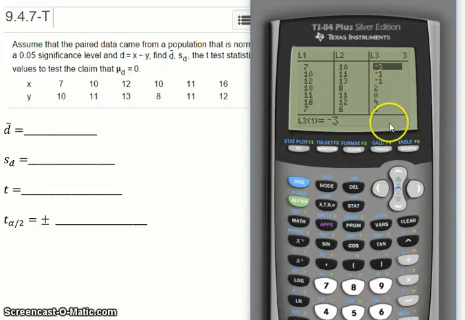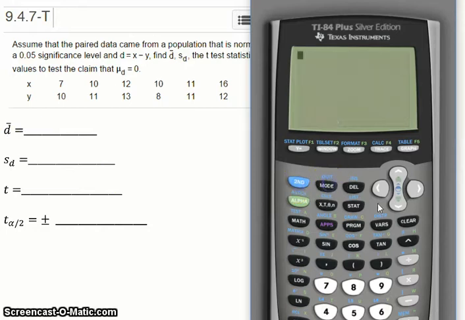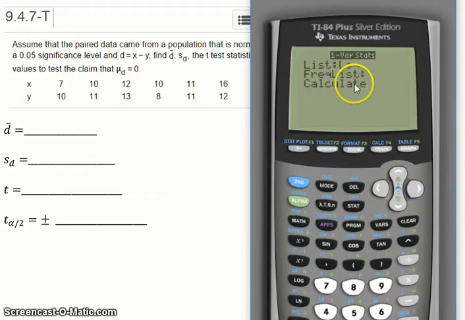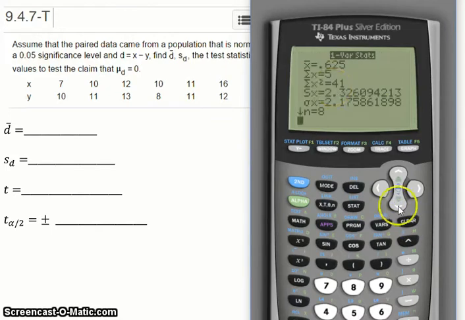Once I have this difference list, I can run one var stats to get d bar and s sub d. So that's what I'm going to do. Second quit. Quit out of that, go back to stat, go to calc, one var stats. I'm going to put L3 here. If it wasn't there, I'd do second 3 to get L3. Frequency list is not needed. We don't have one in this case. So we're going to click calculate.